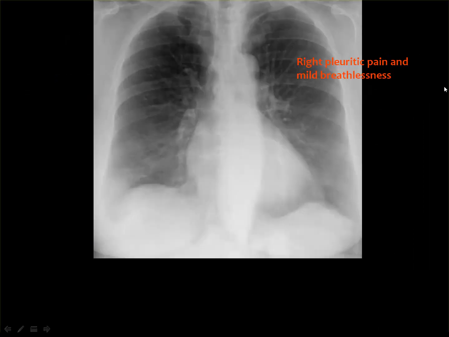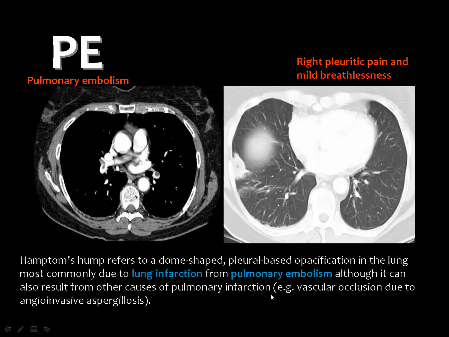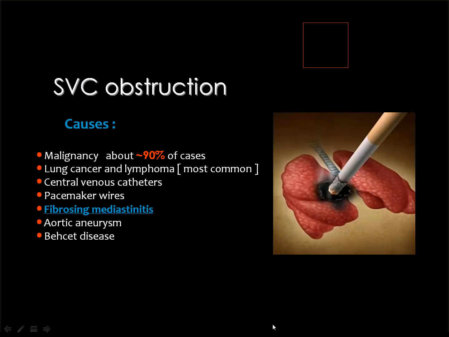Then this patient with right pleuritic pain and mild dyspnea, and you see some opacity here near the costophrenic angle. The CT scan showed the opacity near the costophrenic angle and bilateral filling defects in the pulmonary arteries representing pulmonary emboli.